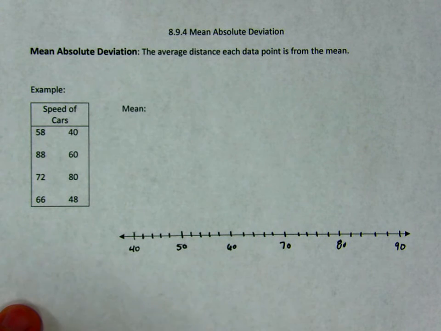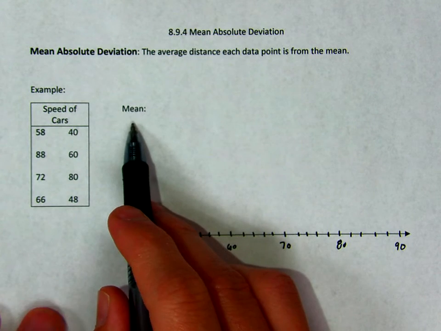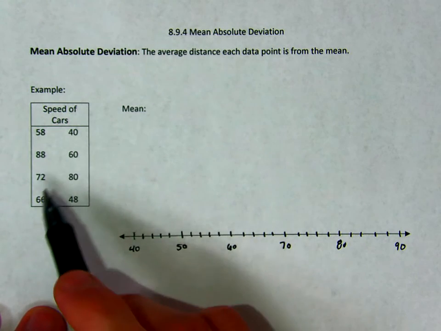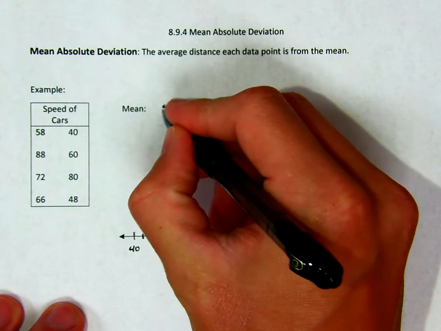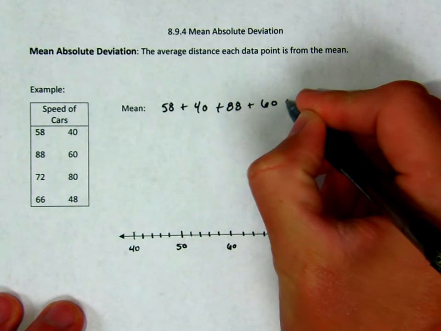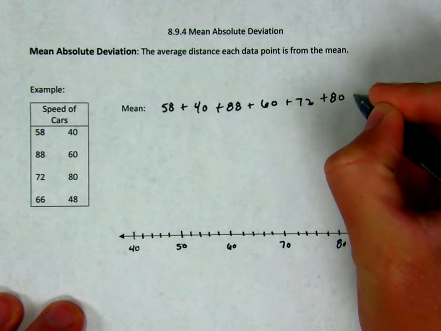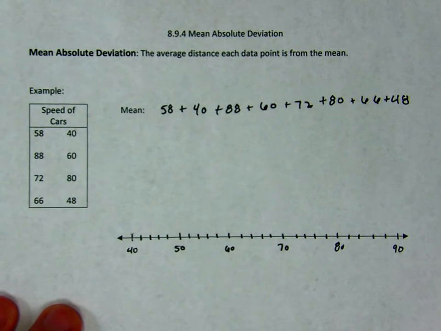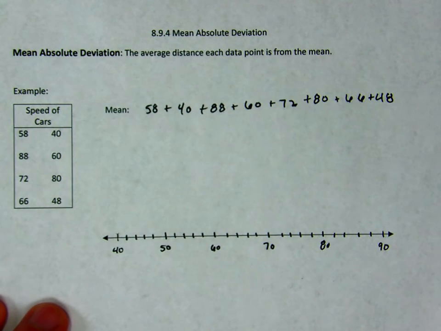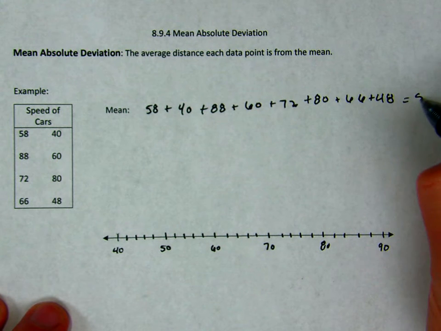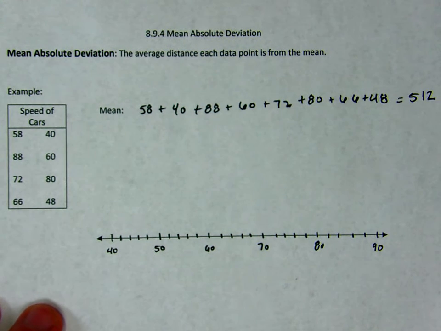So our first step is finding the mean. We're taking all of our numbers, adding them up, and then dividing by the number of values we have here. So I'm going to go ahead and add those up: 58 plus 40 plus 88 plus 60 plus 72 plus 80 plus 66 plus 48. I'll give you a little bit of time to add those up. And our total is 512. So that's our total speed.